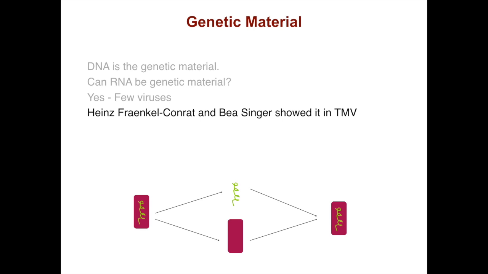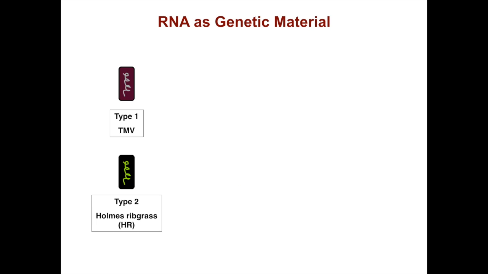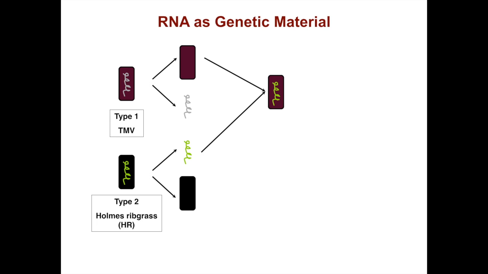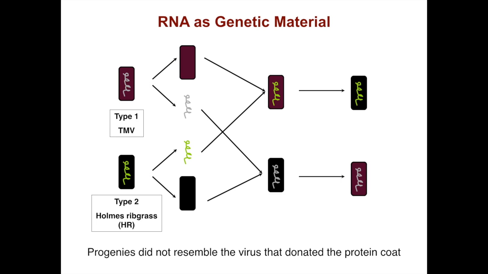Heinz Fraenkel-Conrat and B. Singer showed this could happen in the tobacco mosaic virus. And they realized that you can separate the genetic material and the protein code, the viral capsid, and remix them. So, for example, you have a type 1 tobacco mosaic virus and a related virus, let's say type 2, the Holmes ribgrass virus. These can enter a host cell. They can be packaged into each other's viral capsid, creating two types of viruses. So the progenies do not resemble the virus that donated the protein code.